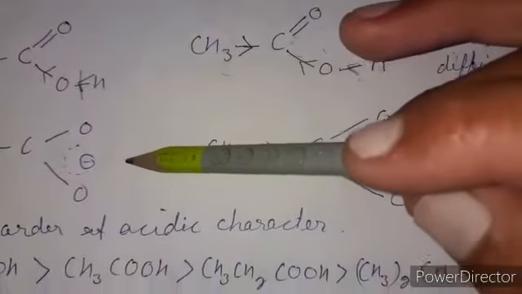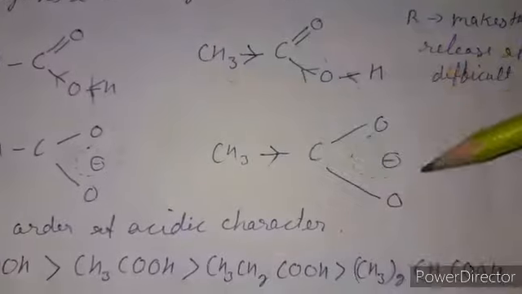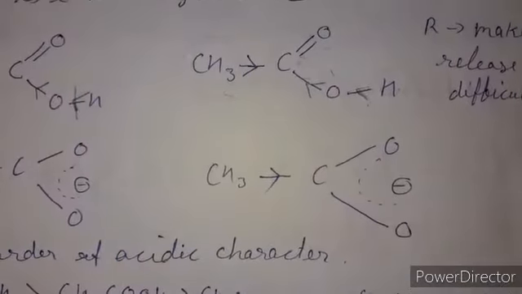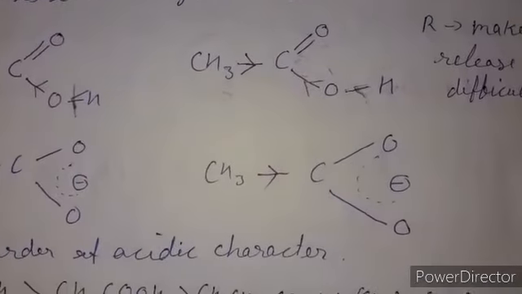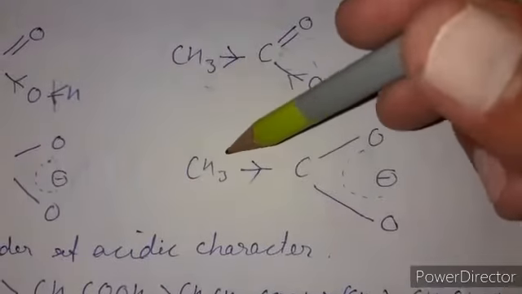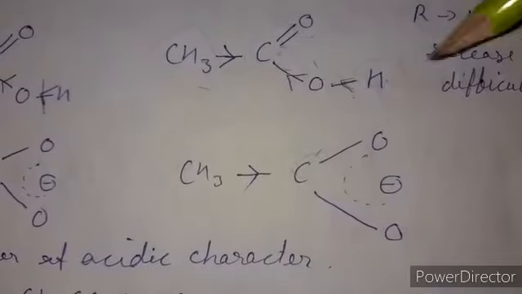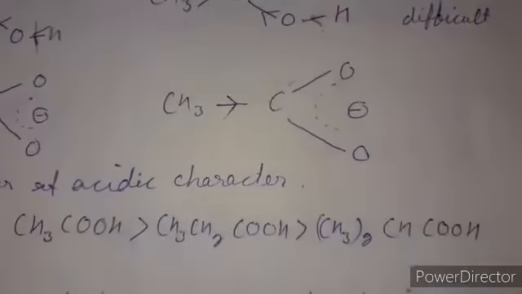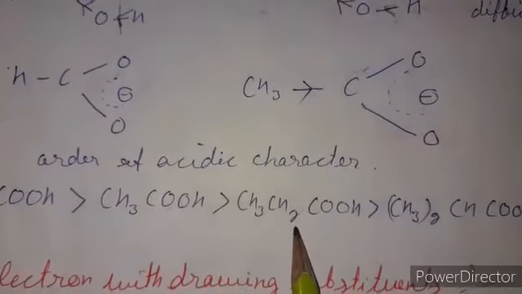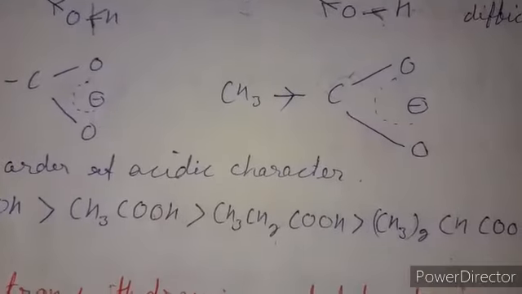Similarly, in the carboxylate ion, there is full dispersion of negative charge throughout the oxygens, but here the dispersal of negative charge throughout the two oxygen atoms is less as compared to formic acid. So there is more plus I effect because this alkyl group increases the electron density on this carbon atom, which reduces its stability. So the maximum acidic character is in formic acid, as compared to acetic acid, as compared to propanoic acid, as compared to secondary, or as compared to tertiary.